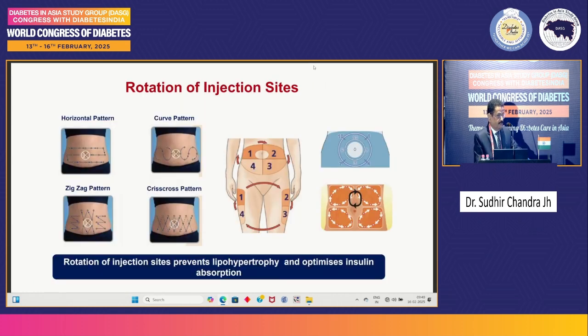Now, we all are aware of the importance of rotation of injection sites to avoid lipodystrophy. It can be done in a horizontal pattern, zigzag pattern, curve pattern, or crisscross pattern, whichever the patient likes. In this picture, the abdomen is divided into 4 segments, and first one segment is considered for insulin injection for the first week, of course at different sites, keeping a distance of at least 1 centimeter. And then in the next week, another quadrant can be selected, clockwise or anti-clockwise.